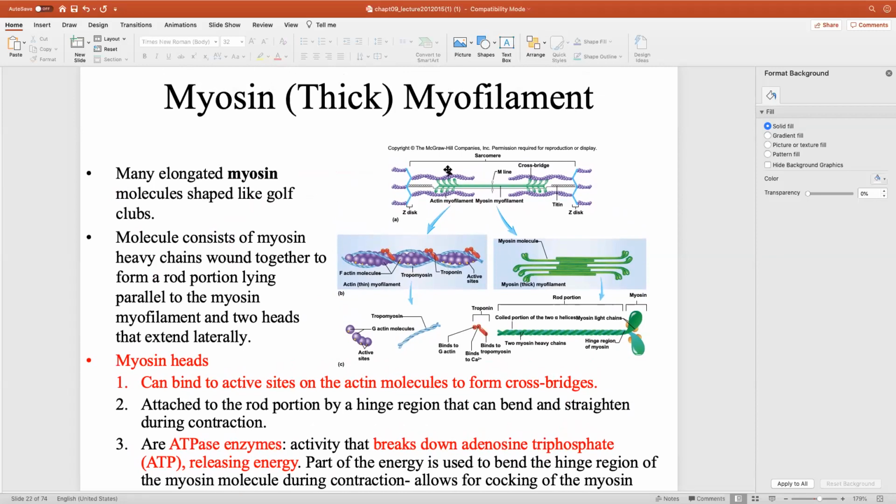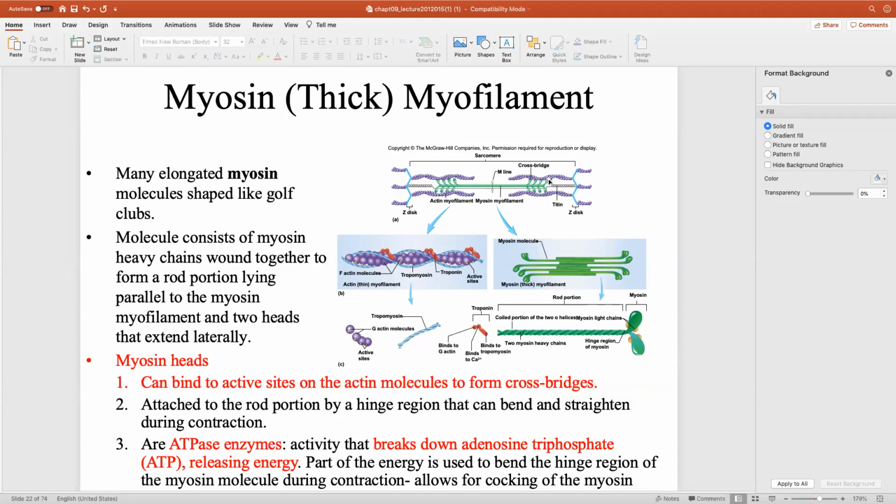So myosin is also called the thick filament. Now, myosin is the main mover here. Actin doesn't really, it's what's getting moved, right? Myosin is providing the energy for movement. So myosin has many elongated myosin molecules with heads shaped like golf clubs. The molecules consist of myosin heavy chains wound together to form the rod portion, the handle of the golf club, and exits out as myosin heads.